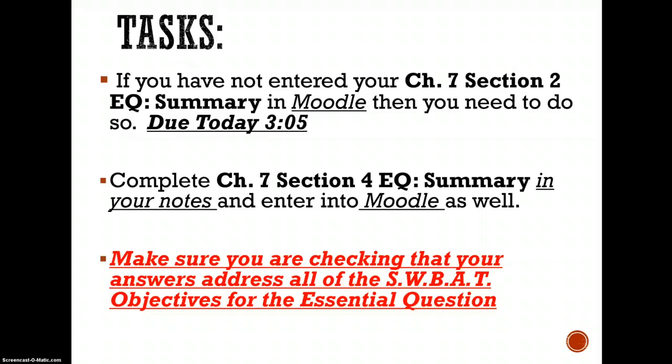So what I want you to do now, if you haven't done your Section 2 summary in Moodle, you need to make sure you have that completed by today, Tuesday at 3:05, because your grade gets posted into RenWeb. Then secondly, go ahead and summarize our Section 4 notes, and this is also to be completed in Moodle as well. Make sure that you're checking that you're answering and addressing all of your SWBAT objectives and answering your essential question.